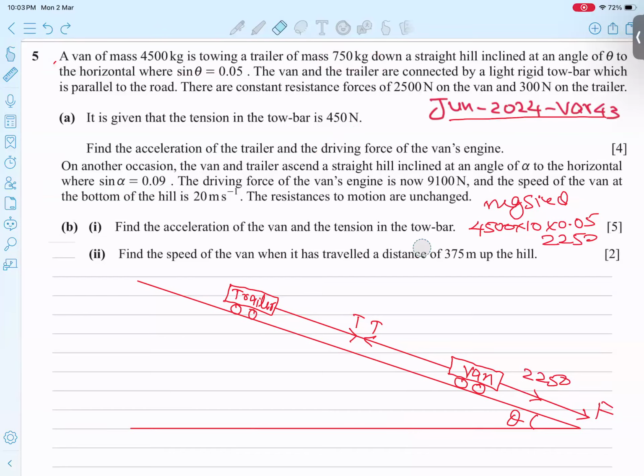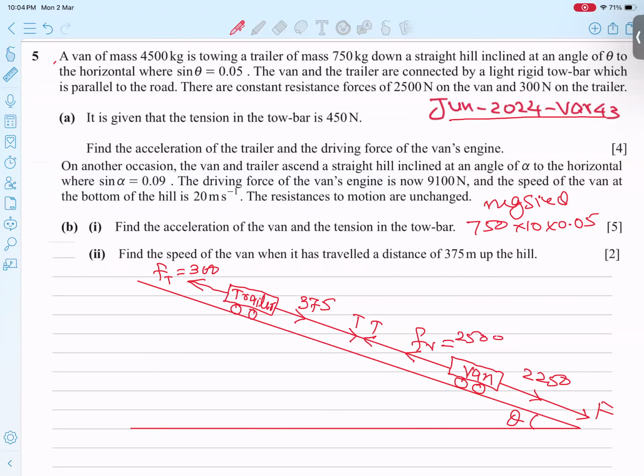One more thing, the other mass is 750. If I apply the same story to this one, 750, students, so what happens then? mg sine theta, 7500 times 0.05, and the weight component acting for this is also downwards, and that is 375 newtons. Now let's talk about friction. There's a friction acting backwards on the trailer, which is 300. So I'm writing F_T equals 300. There is also friction on the van, F_V, which is 2500. Sorry, this is a friction force.